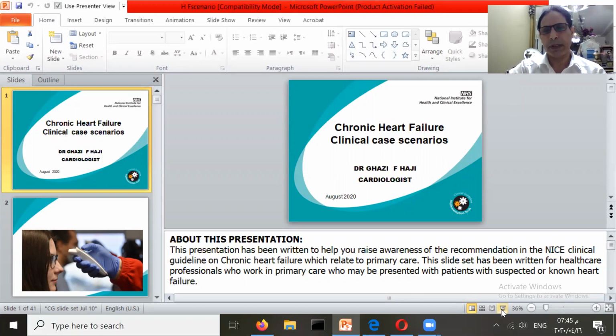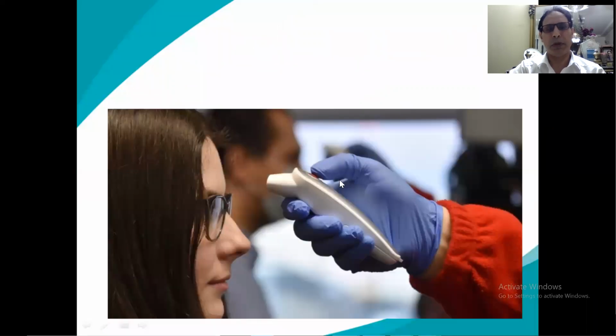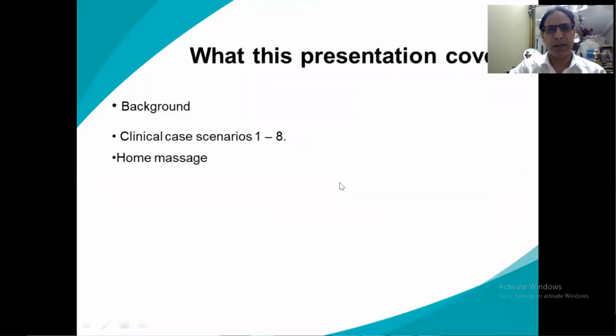Let me start with this advice: measure the temperature of all to be away from COVID-19. And let me start with the main objectives of this presentation: the background, a clinical case scenario, and the take-home message. I will discuss in brief the background of heart failure.